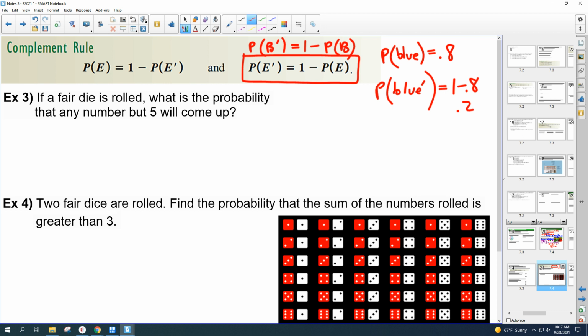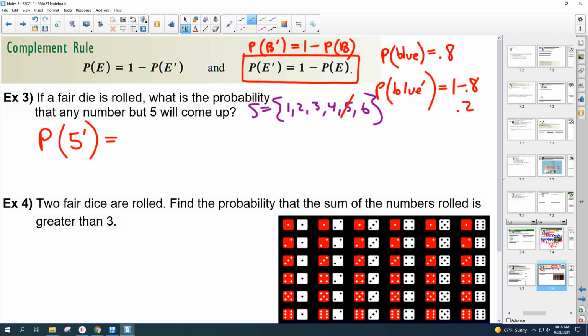That means complement. If a fair die is rolled, what is the probability that any number but 5 will come up? I think this is overly simplistic, but they're saying probability that it's not 5. And so probably the easiest way to do this is to look at the sample space. When you roll one die is this. And so if I don't roll a 5, the probability of rolling something else would be 5 out of 6, right? And that's probably the best way to do it.